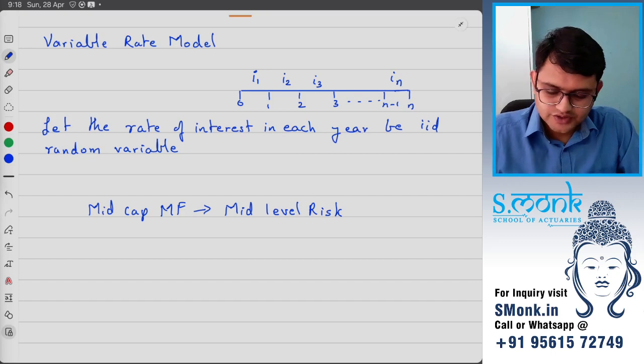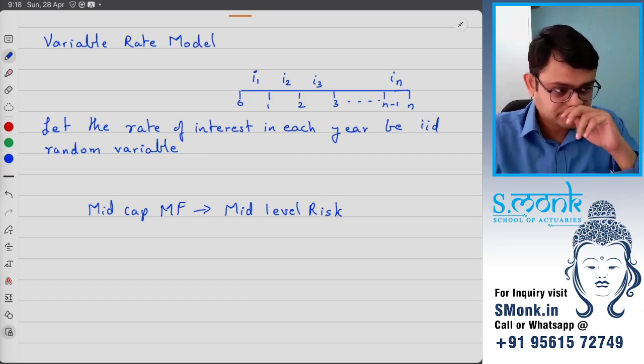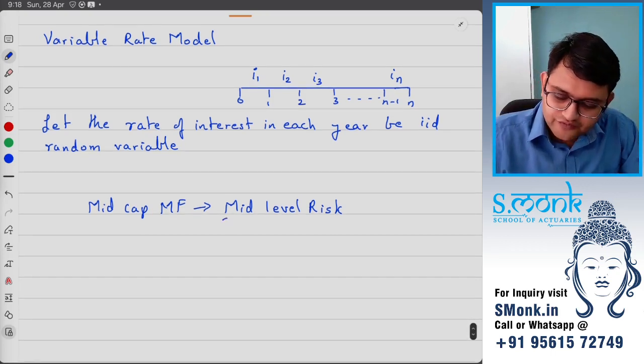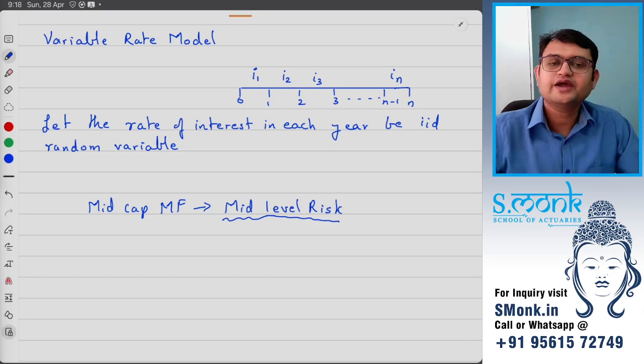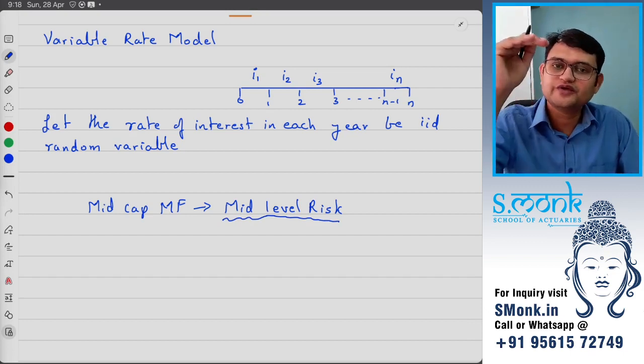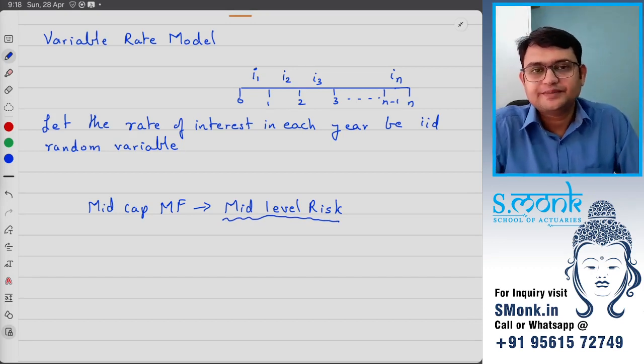Okay, so it's a mid level risk. Now, when we say that we are trying to maintain a level of risk, we don't want the risk to be very high, we don't want risk to be very low, we are trying to maintain the mid level risk.